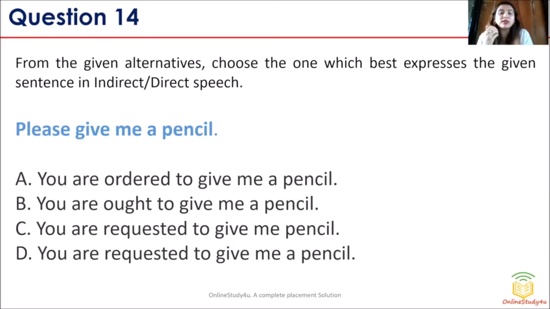You are requested to give me pencil. You are requested to give me a pencil. So anyway it is give me a pencil, and anyway grammatically correct also is give me a pencil. So automatically my correct answer is you are requested to give me a pencil. With that, we've solved a couple of questions on direct indirect speech also.